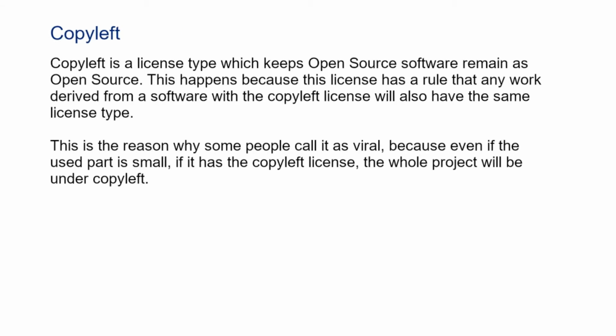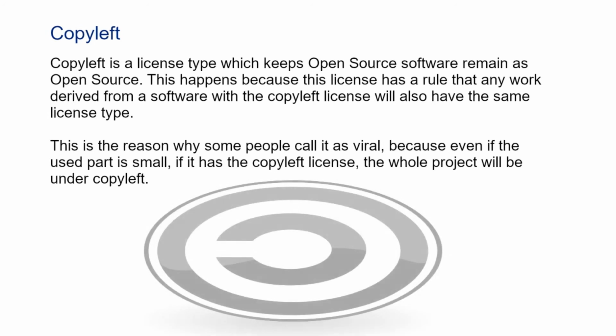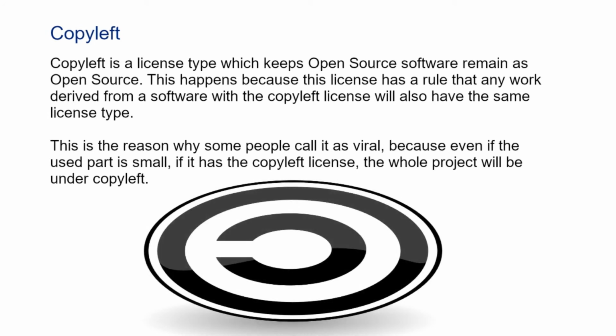Copyleft. Copyleft is a license type which keeps open source software remain as open source. This happens because this license has a rule that any work derived from software with the copyleft license will also have the same license type. This is the reason why some people call it viral, because even if the used part is small, if it is the copyleft license, the whole project will be under copyleft.